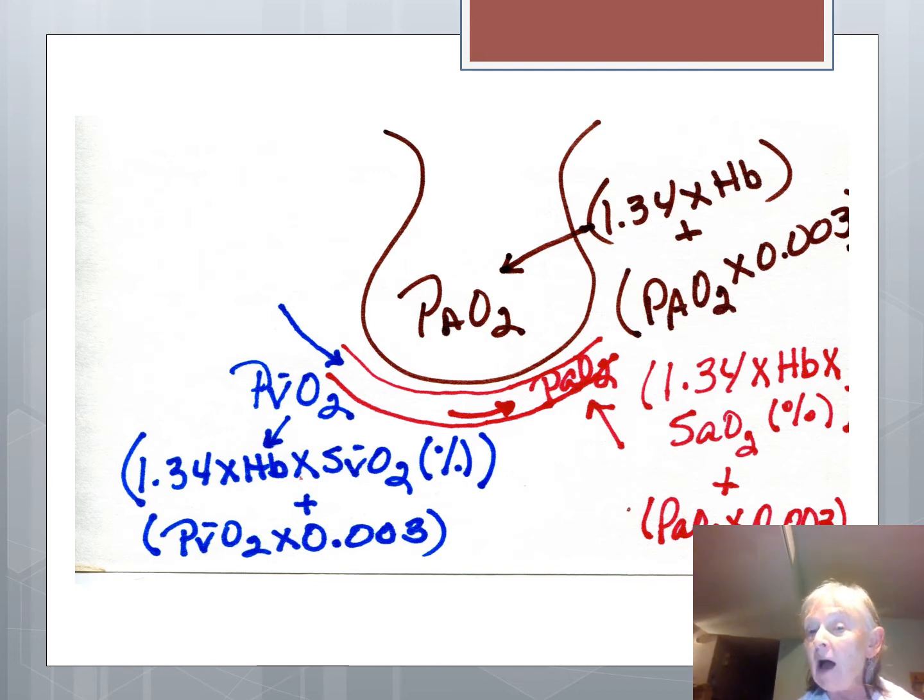This is going out to the body in order to supply oxygen to the tissues. What happens over on this side is the blood is now coming back into the pulmonary artery. As a result, we're looking at what's left in the venous blood at this particular point. We're going to plug that value in here: 1.34 times the hemoglobin times the SvO2, again as a percent, plus the PvO2 times 0.003. So this is just a complete circle that continues on when we're trying to measure the shunt at this particular point.